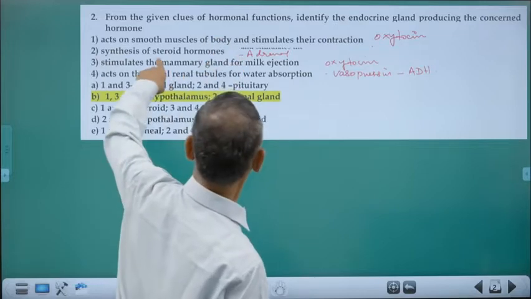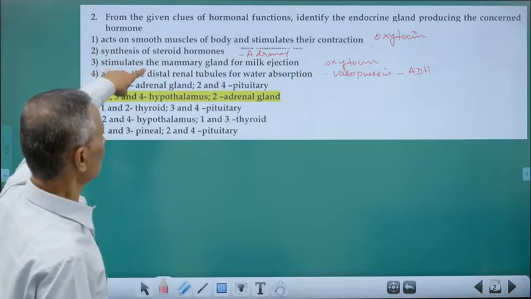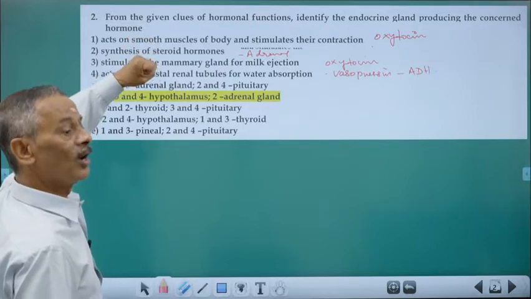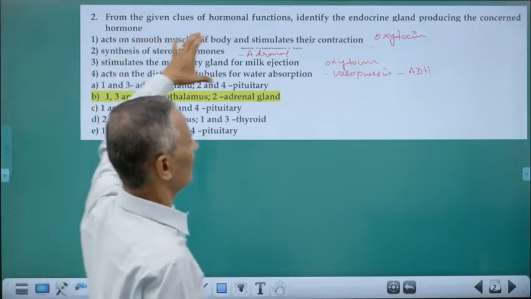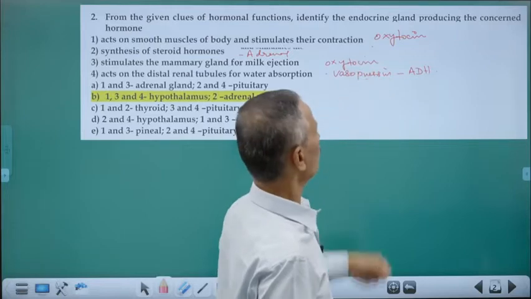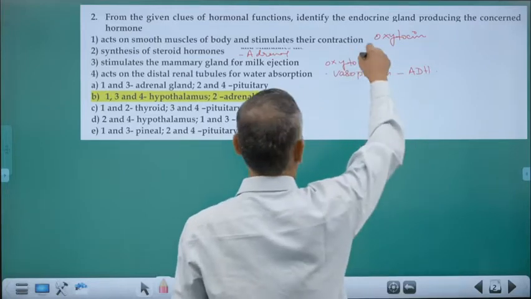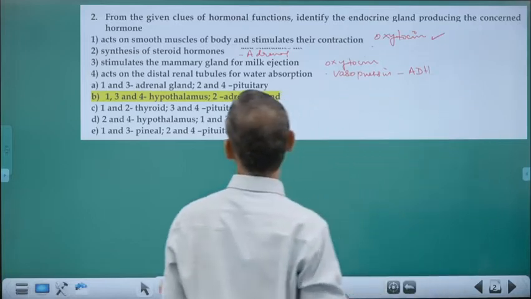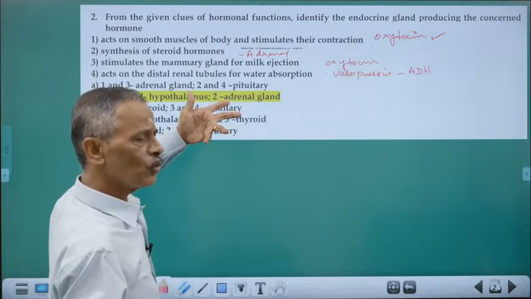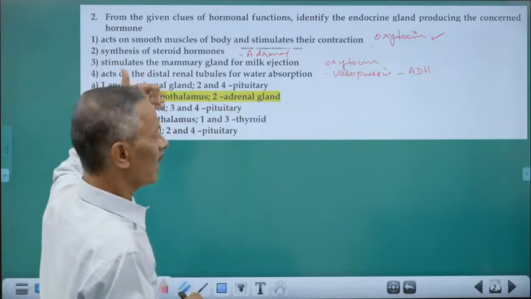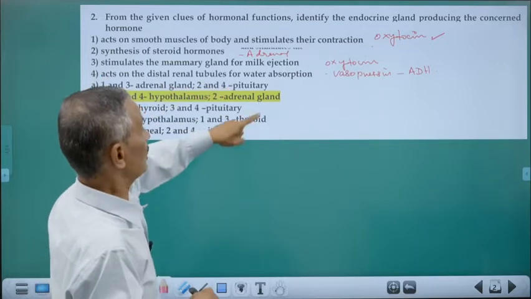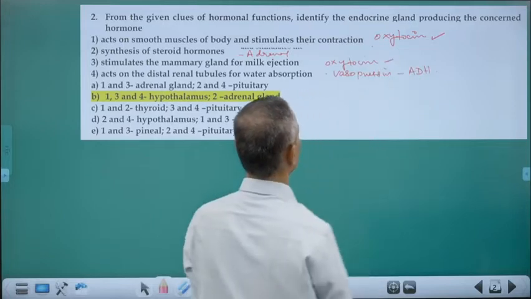Identify the endocrine gland based upon the clue. Act on smooth muscles of the body. So what is that? Smooth muscles of the body. Contraction is oxytocin. The term means comfortable birth or easy birth, because the uterine walls are contracted because of this one. So it is oxytocin. Synthesis of steroid hormones. See, steroid hormones are produced by a large number of, you are having adrenal cortex also, will wait. Stimulate the mammary glands for milk ejection. That is also oxytocin. So it is confirmed.